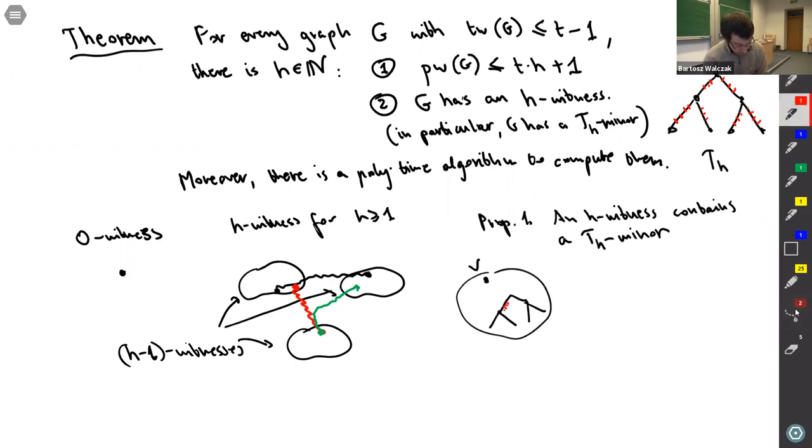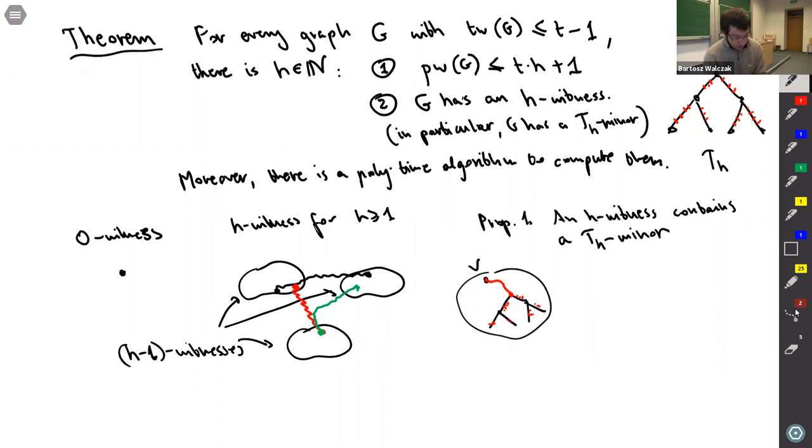It can be subdivided with the additional property that the root of it can be connected to the vertex V by a path inside the witness, and this path does not interfere with the rest of the subdivision. And it is allowed that this vertex V is the same vertex as the root here. Okay, this is allowed.